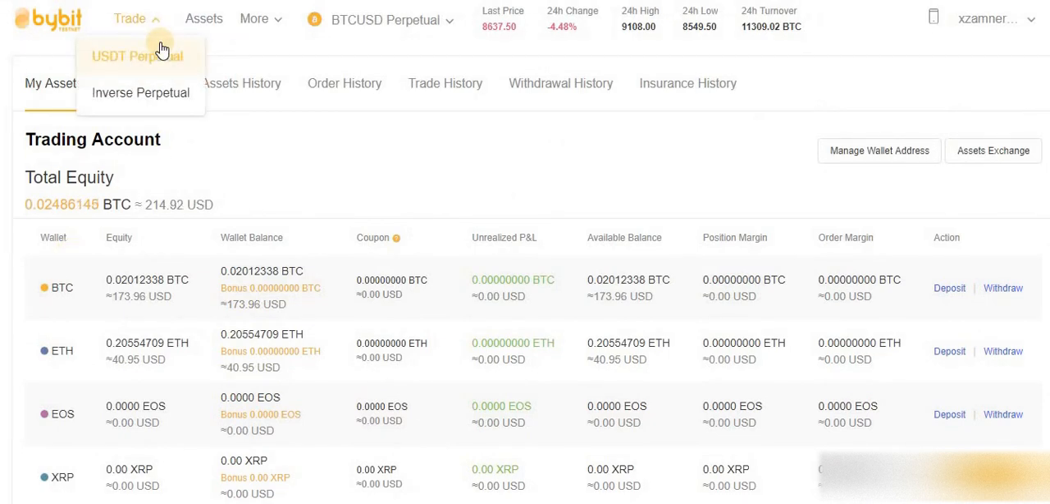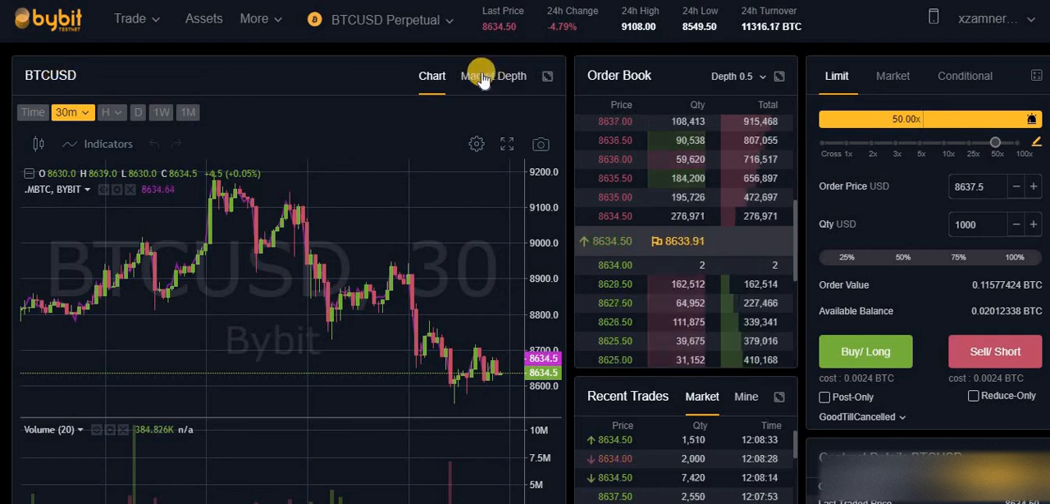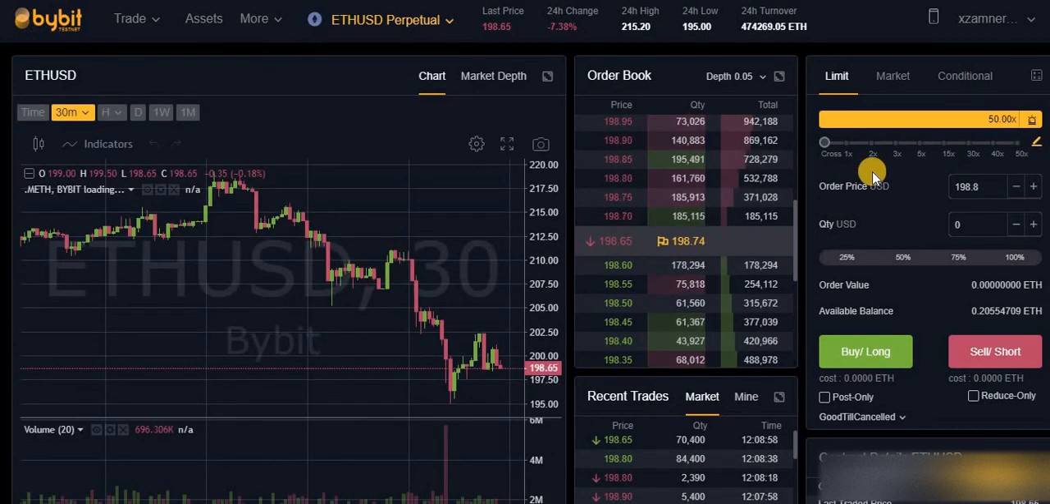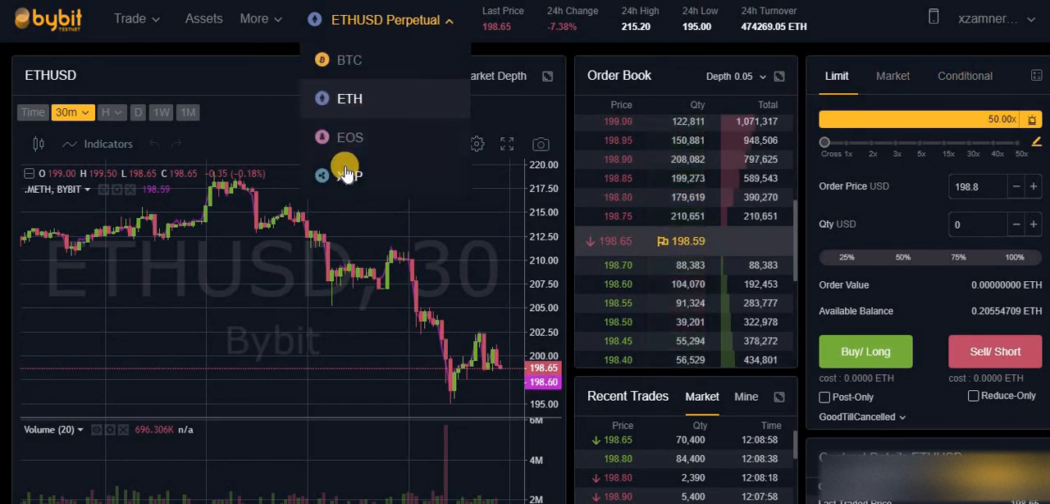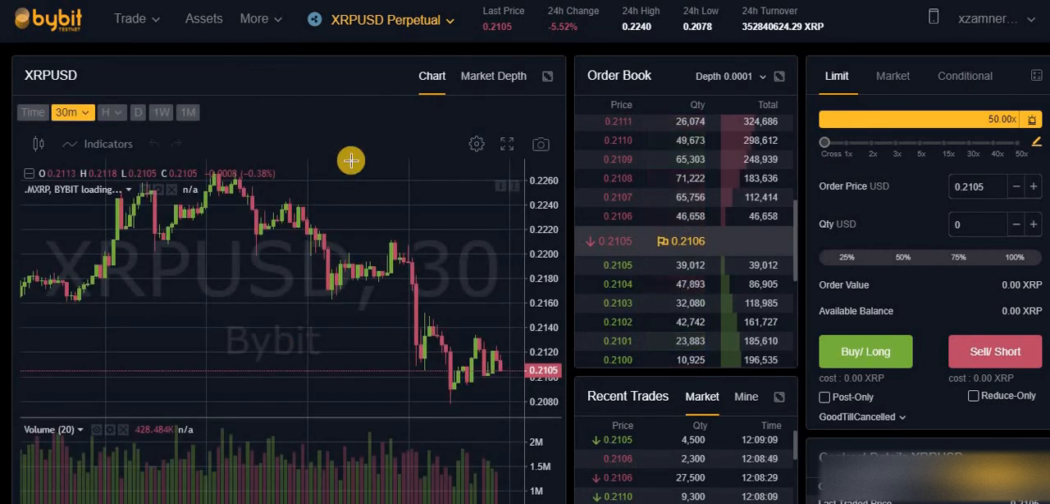So let me just go back to trading. Also, if you would like to trade other assets like Ethereum, XRP, EOS, you would have to go to BTC USD Perpetual and you can trade ETH. This is the same step right here, same everything, same limit, market and conditional orders. And if you want to trade XRP, you can do that right here too. So these are the steps to trade on Bybit.